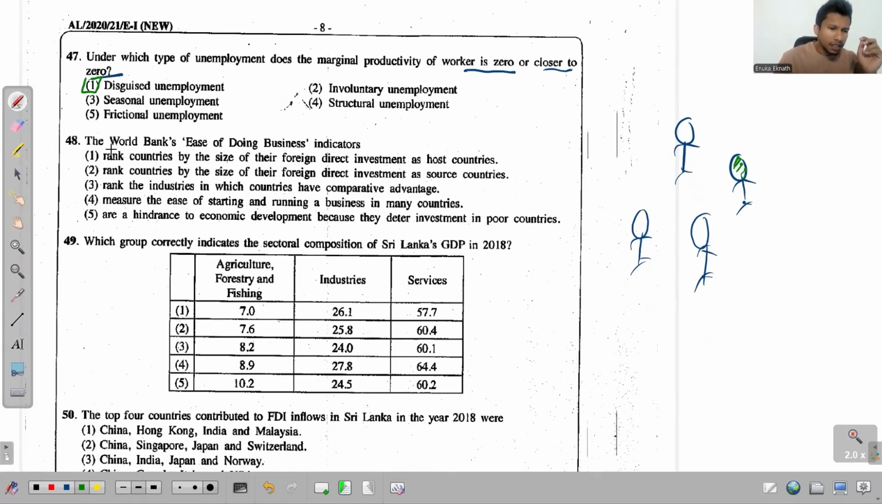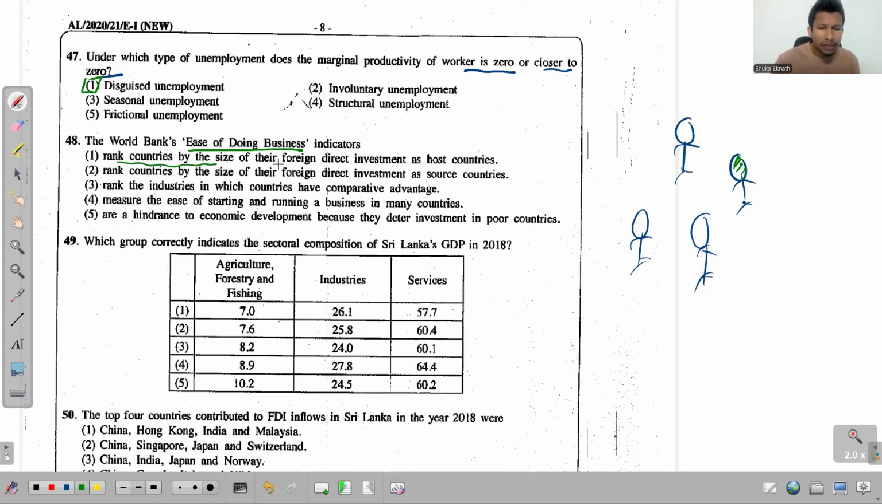And 48 says, World Bank's ease of doing business indicators. See that now, ease of doing business: the convenience of starting the business and the convenience of maintaining and conducting the business. So that is what is evaluated from this ease of doing business indicator. Right. So what's the answer then?